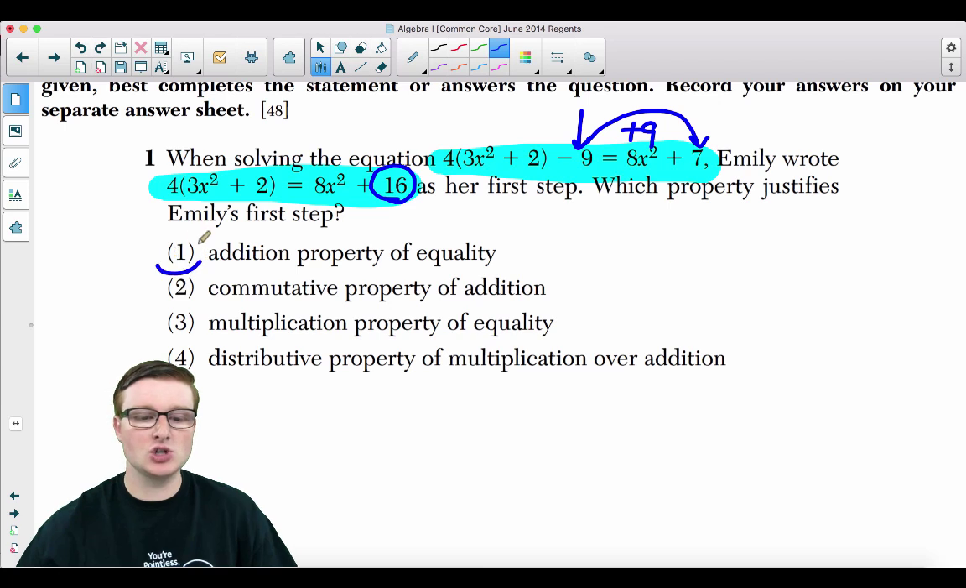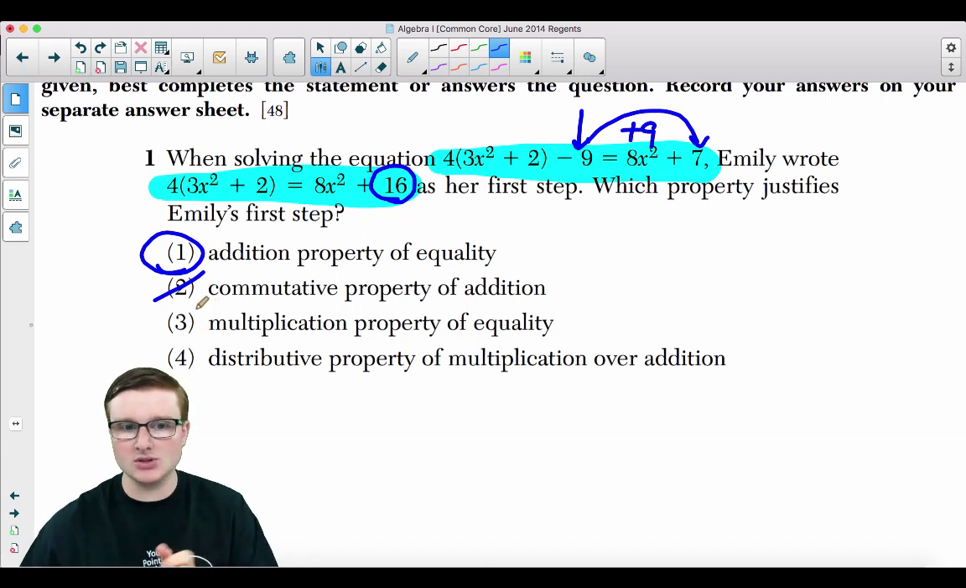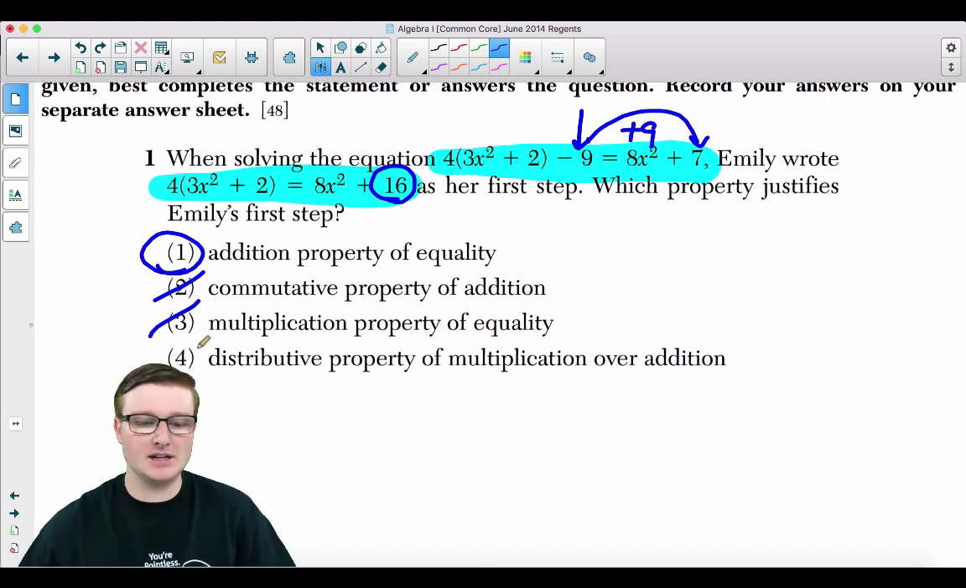Well, that is choice 1, the addition property of equality. Commutative property of addition, that makes no sense. You're just switching the order on the same side of the equal sign. Multiplication, we're not even multiplying, and distributive, we're not distributing anything. So it has to be choice 1, the addition property of equality.